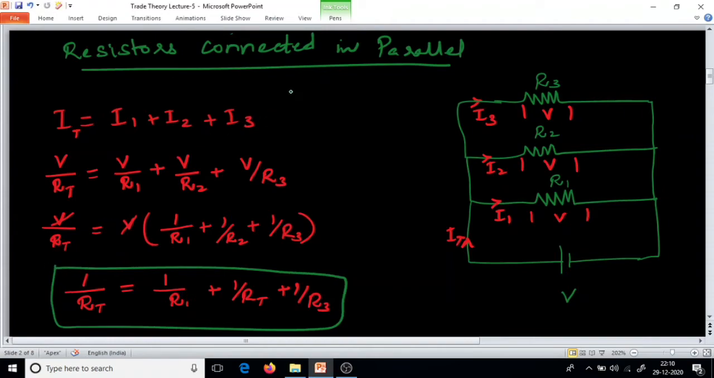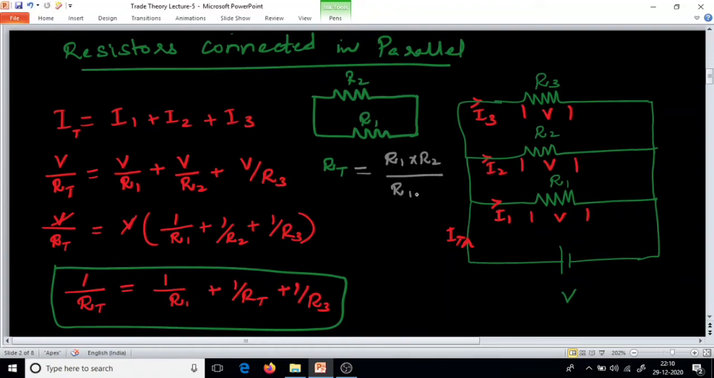One more simple case: if you consider only two resistors connected in parallel, R1 and R2, what is the total resistance RT? If you apply the formula and simplify, it comes to R1 multiplied by R2 divided by R1 plus R2. This is when two resistors are connected in parallel.